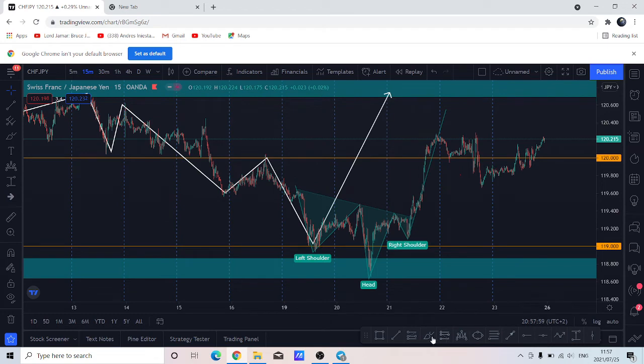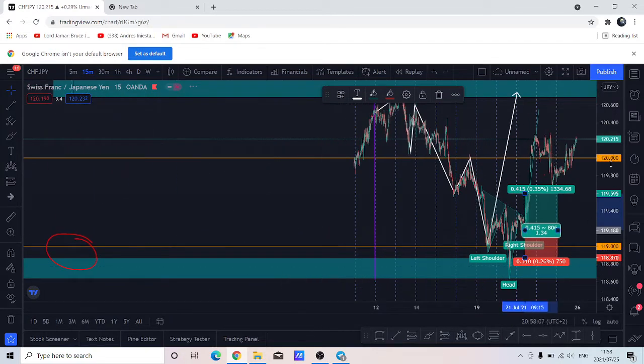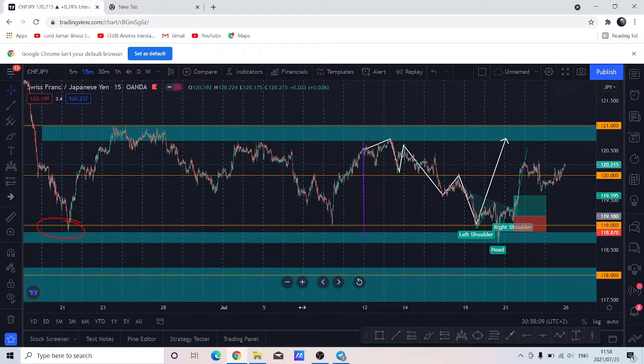Okay, so I took my entry somewhere around here. My stop loss was here because I knew that the market came to respect what?